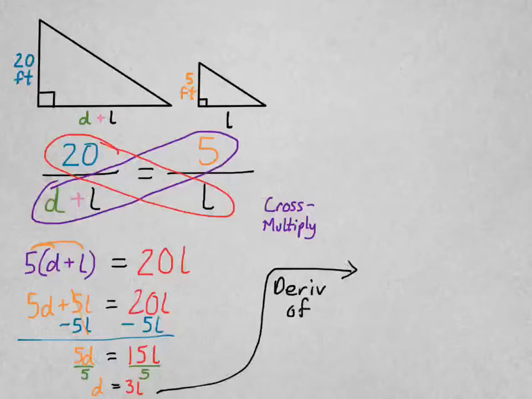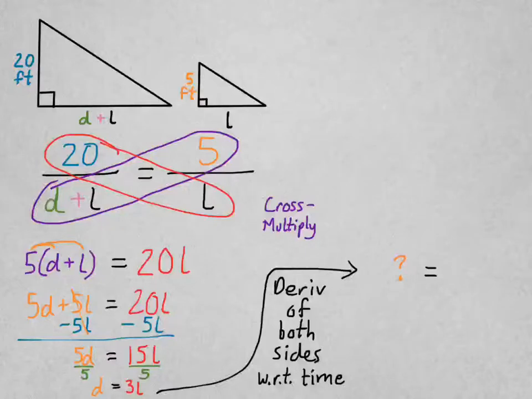Alright, now we're at a point where we can take the derivative of both sides with respect to time. What would go on the left side? Well, derivative of d with respect to time would just be dd/dt. Okay, what about on the right-hand side? That would be 3 dl/dt. The 3 being a constant multiple just comes along for the ride. So now I have an equation relating the derivatives.